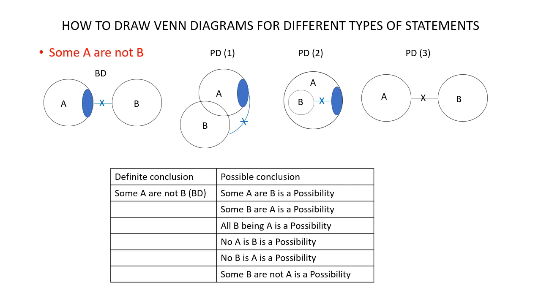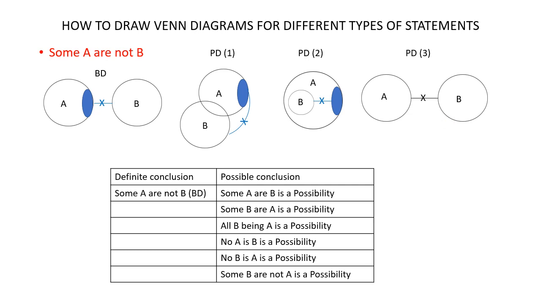Now there's another way of representing some A are not B. Here you draw circle A and circle B separately and then draw a line with a cross between A and B to indicate that no A is B. That is, all the elements of A are not B. So if all the elements of A are not B, then definitely some elements of A are not B. That is, some A are not B. So this is also one way of representing some A are not B.